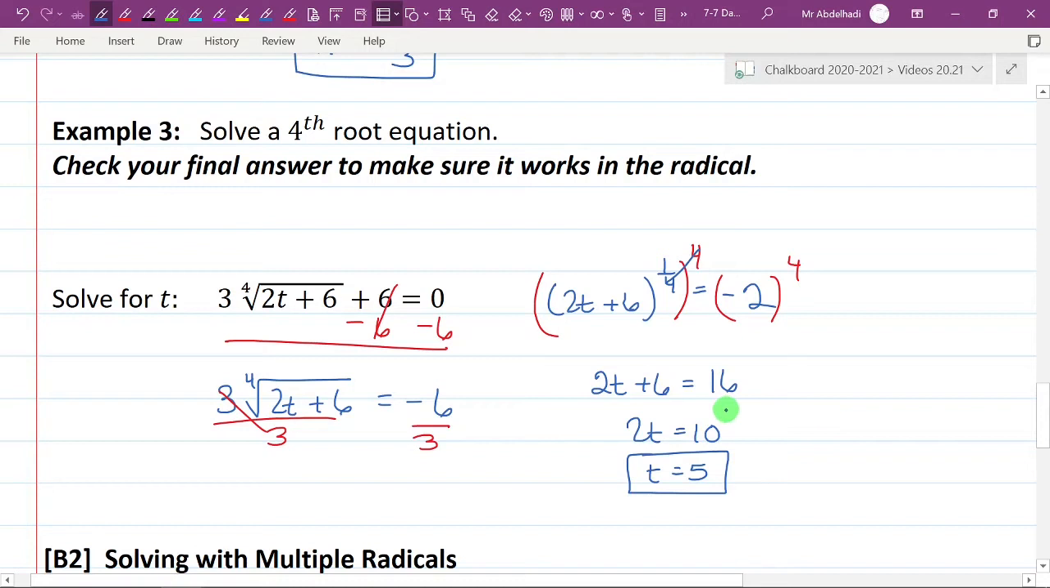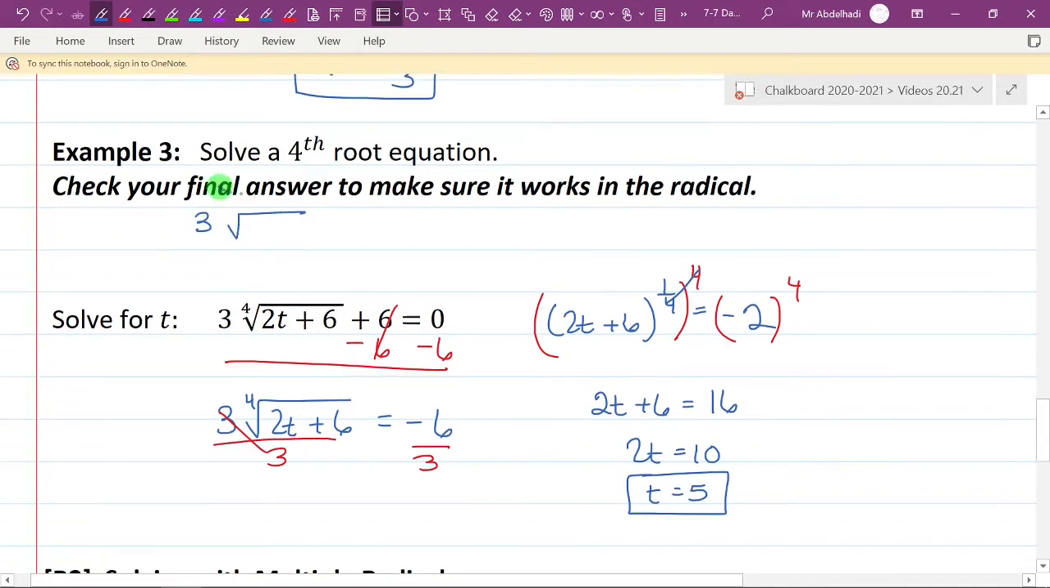Now, I didn't make any algebraic mistakes. Everything looks fine, all right? But watch this. Check your answer. Take your 5, put it in for t, and see if it works. So this is 3 times the 4th root of 2t, and I'll put the t in here, which is 5, plus 6 has to equal 0. Does this work or not?